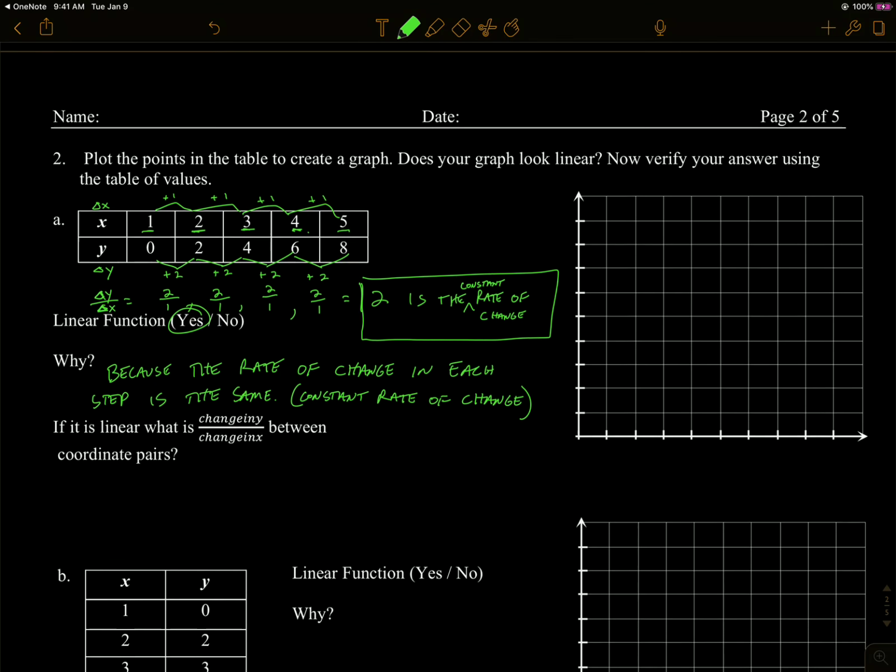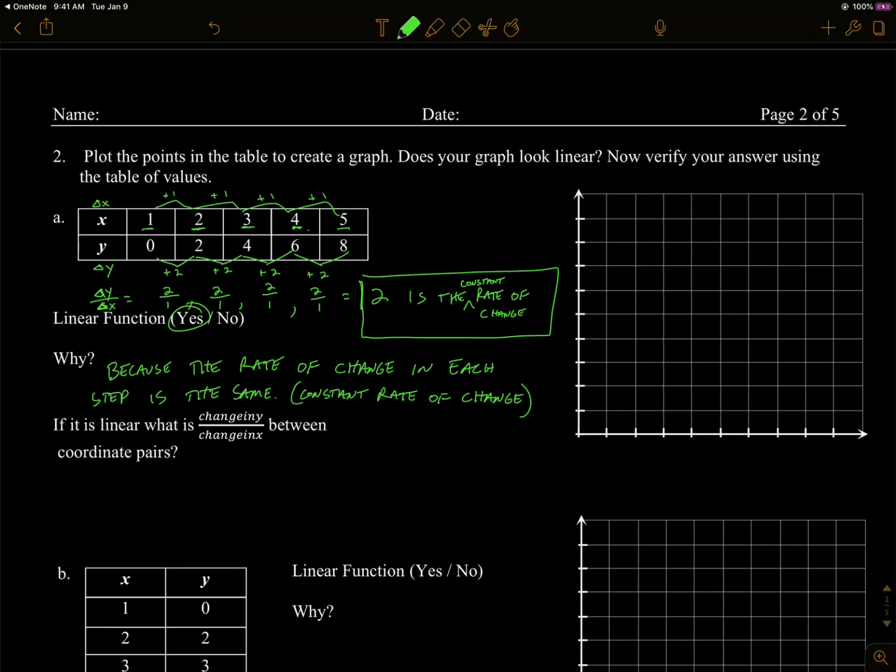So now let's graph it and see if it indeed is a line. 0, 1, 2, 2, 3, 4. Whoops. Wait, did I do this right? 1, 0 was the first one, not 0, 1. 1, 0. Did that backwards. And then 2, 2 is right there. Sorry, I was off on those.